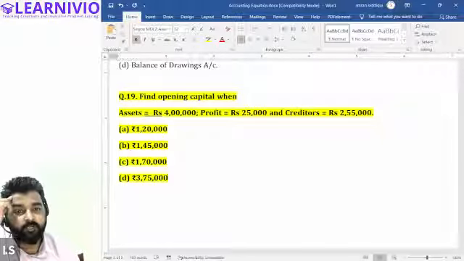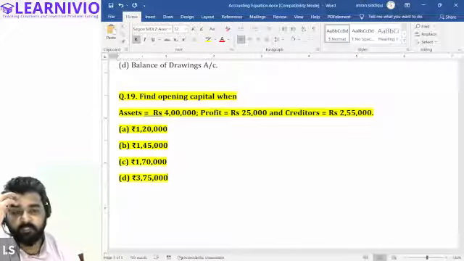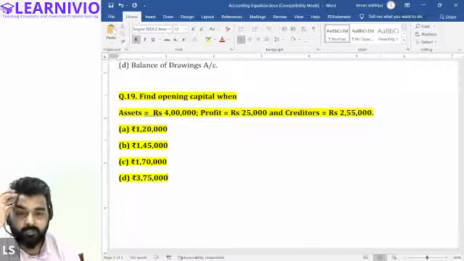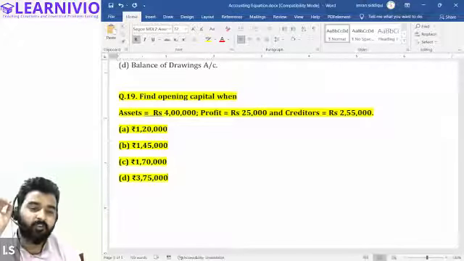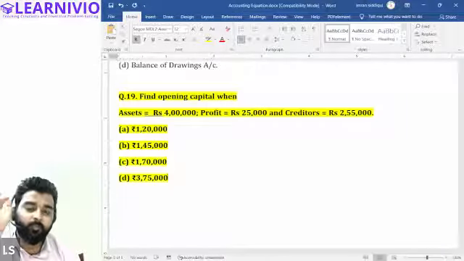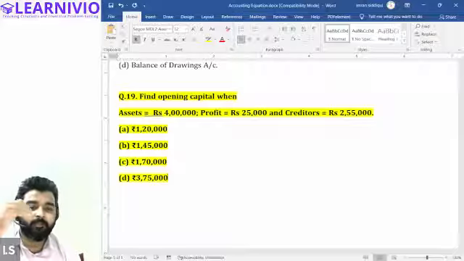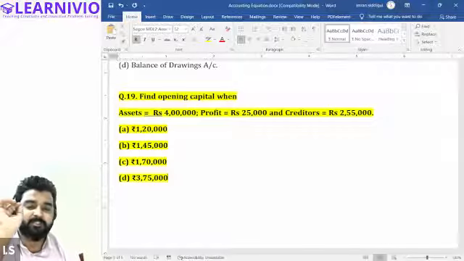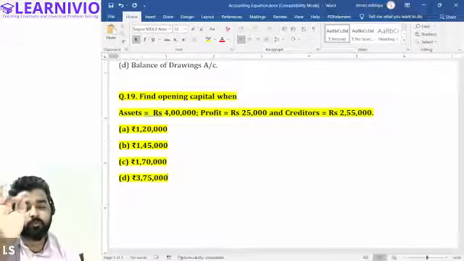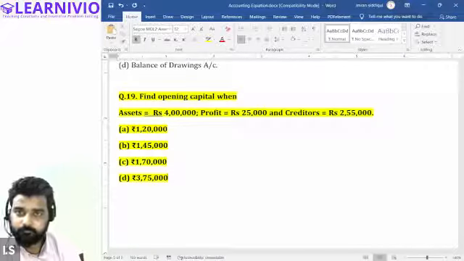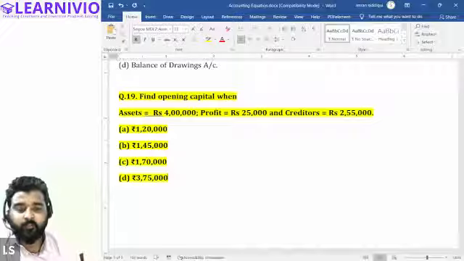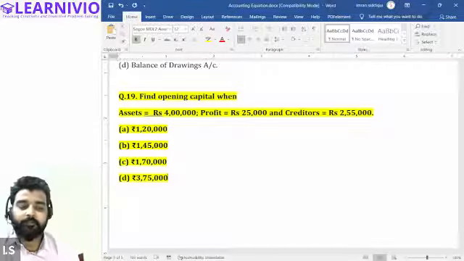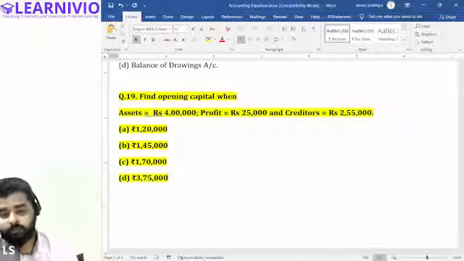See, Halima, how do you calculate the capital, first of all? In order to calculate the capital, we simply reduce the value of creditors from the assets, right? From 4 lakh, we subtract 2,55,000. We get 1,45,000 as the value of capital. Now, to find the opening capital, remember the formula: closing capital minus opening capital gives profit. So to find the opening capital, we add profit to the closing capital. Closing capital plus profit equals opening capital. Halima, is this clear? So when we add 25,000 to 1,45,000, we get 1,70,000 as our opening capital. Okay. Got it? Yes.